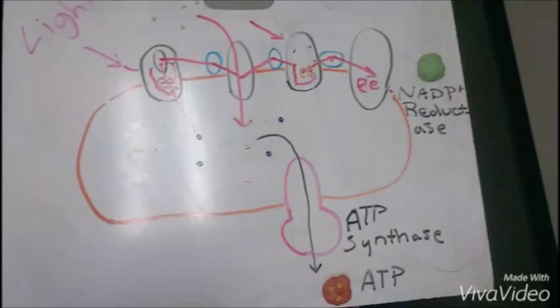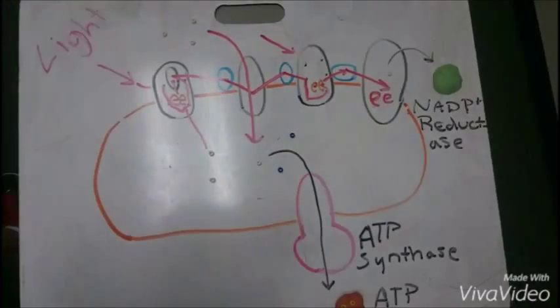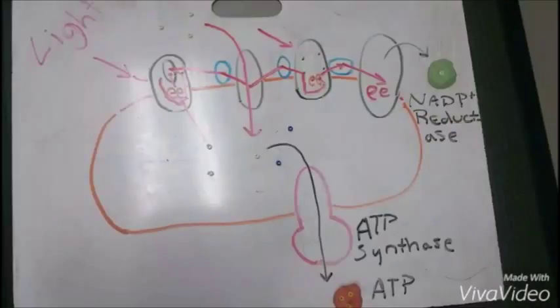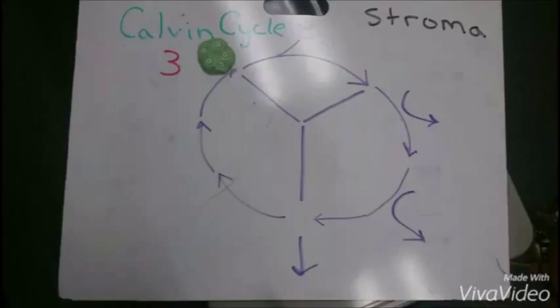Then the energy we got from photosystem 1 goes to NADP reductase, making us a molecule of NADPH with some of the free-floating hydrogen we have. And then both of those products end up going to the Calvin cycle.